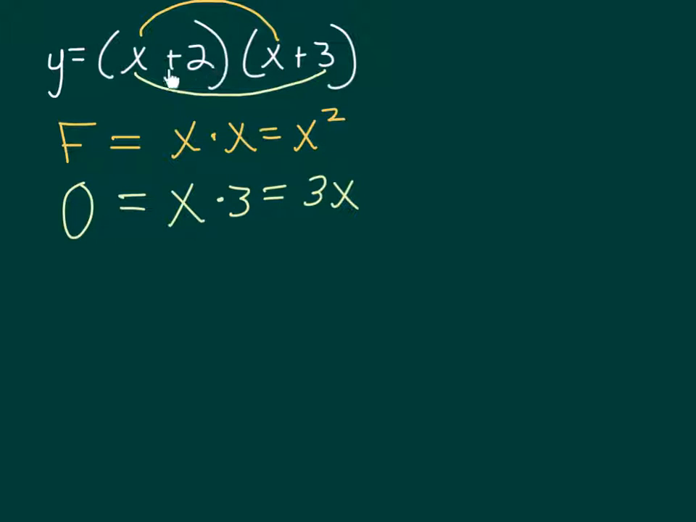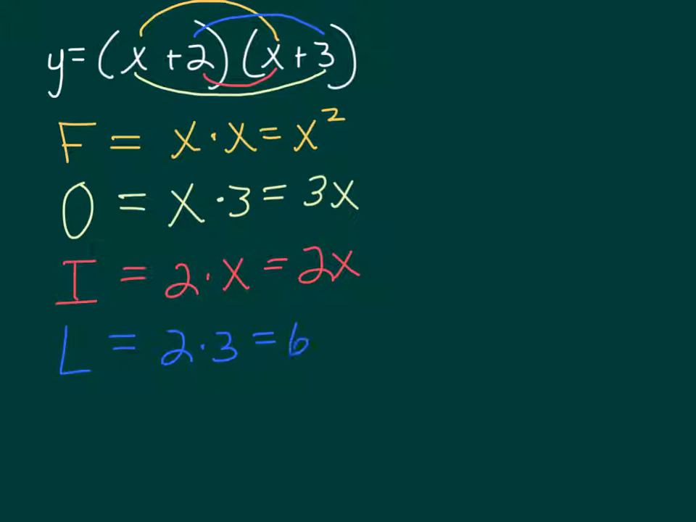Now we have to distribute this term from the first binomial into both terms in the second one. All right, so let's go ahead and do that. So the next letter in FOIL is I, and it stands for inside. So the inside, we're taking the 2 and we're multiplying it by the first term of the next binomial. So we have 2 times x gives us 2x. And then the last letter is L, and L stands for last. And so we take the 2 and we multiply it by the 3. So we have 2 times 3 equals 6.